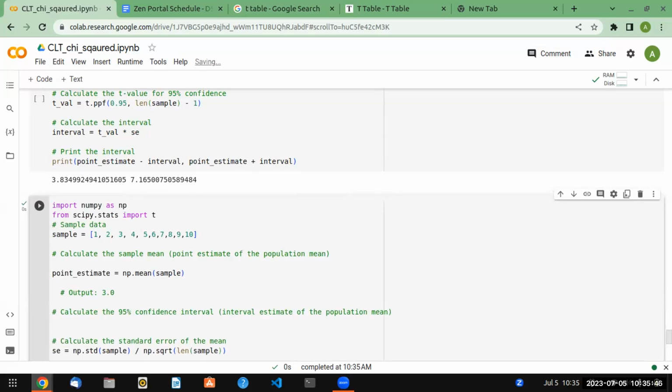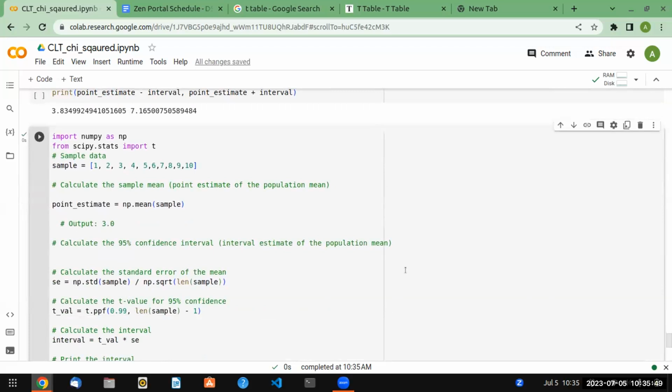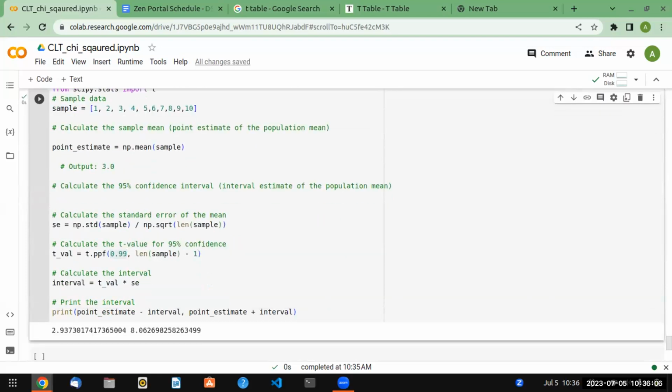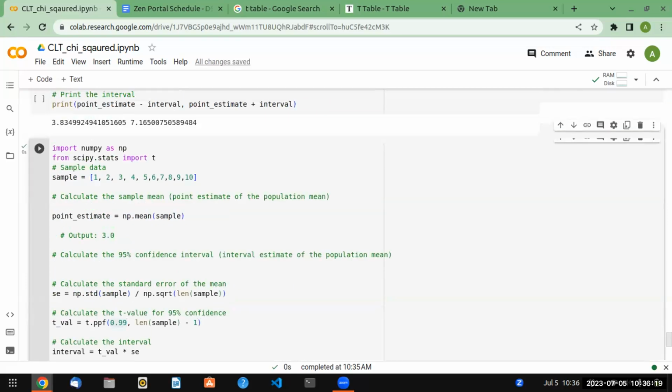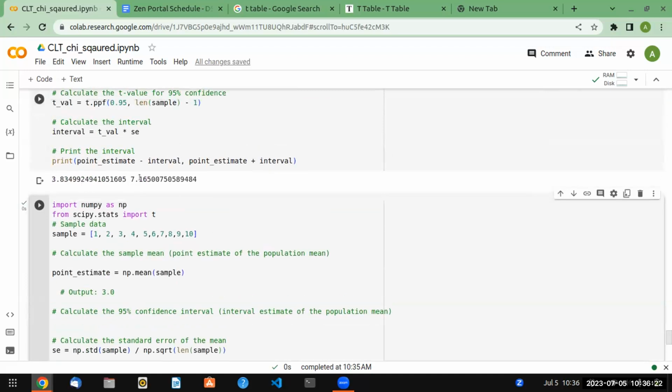If I ask you to choose a number between 0 and 100, or choose a number between 0 and 10, which one will be easier for you? Give the confidence: the larger interval, right? So if you say 0.99 here, your interval is larger. Now I can say I am 99% sure the mean will fall in this region, because the interval has increased to 2.9 to 8.06. Here it was 3.8 to 7.16.